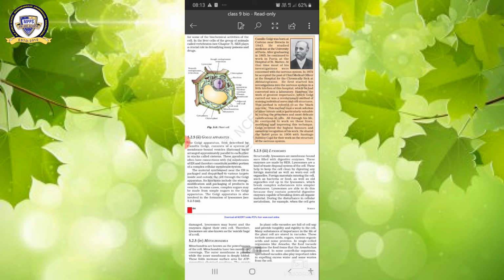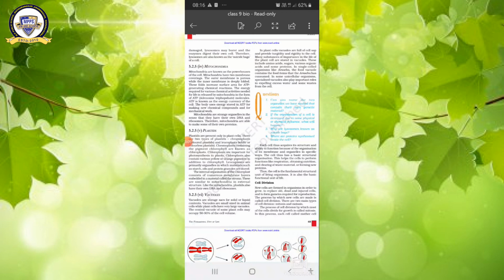These help to keep the cell clean by digesting any foreign material as well as worn out cell organelles. Foreign materials entering the cell such as bacteria or food, as well as old organelles, end up in the lysosome, which breaks complex substances into simpler substances. Lysosomes are able to do this because they contain powerful digestive enzymes.